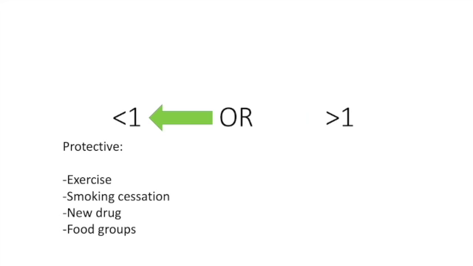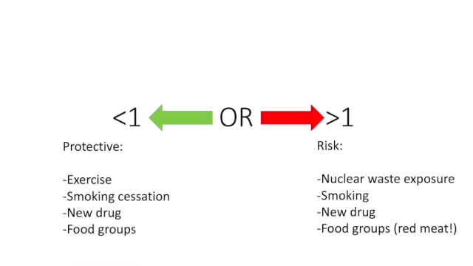Okay, so just to put it into perspective. If it's less than 1, think about protective factors, so exercising, smoking cessation, new drugs that you're trialling, and food groups. And likewise, if it's increasing risk, think nuclear waste explosion, smoking, new drugs, again, who are actually causing harm, and food groups. So the lovely one that they push out is red meat, that seems to always be in the press.